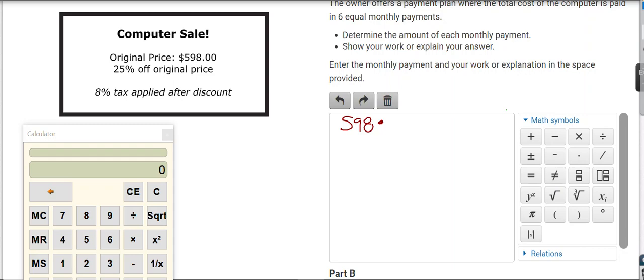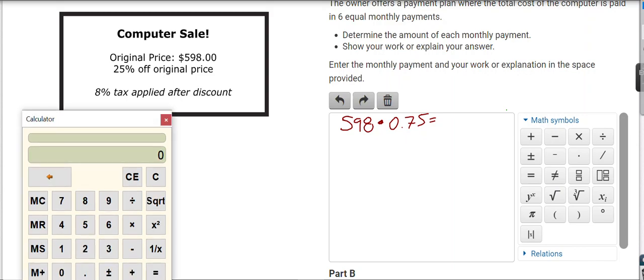So what percent will I actually be paying? 75%. Okay, so I'm going to multiply this by 0.75, because if I take 25% away, I will be actually paying 75%. So that makes the calculations a little bit quicker for me, and I like quicker. So we multiply that by 0.75. And so our actual cost of the computer will be $448.50, that's right.